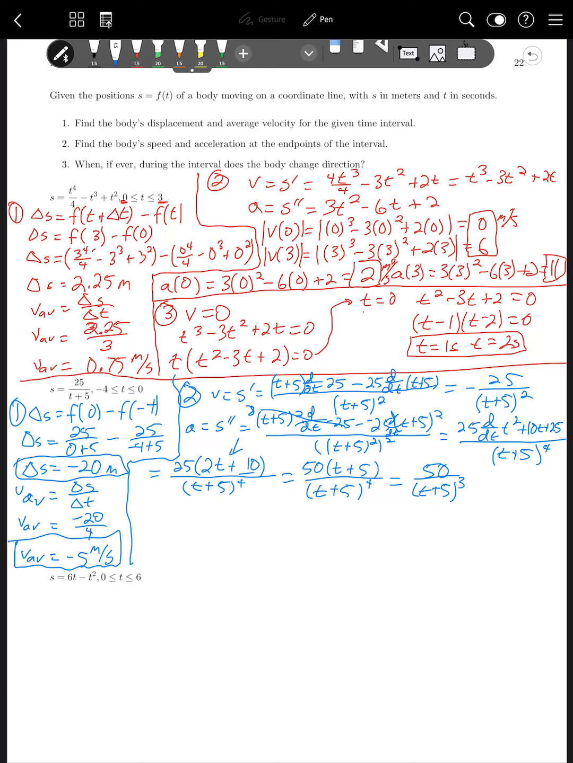Okay, so this is my equation for velocity, and this is my equation for acceleration. So now I need to do the same thing I did in the previous problem. I want to find the acceleration and the velocity of the endpoint. So I want to find the speed, and the acceleration. So the velocity at negative 4.